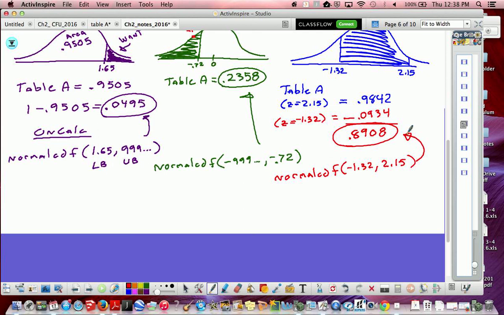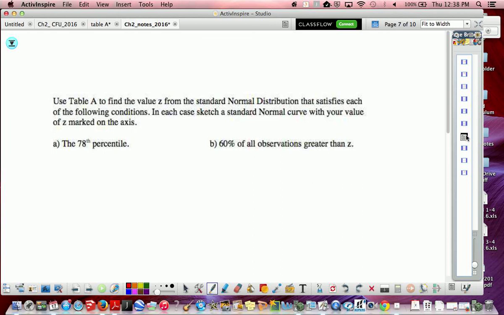Alright, so now the last thing that I want to talk about. If you flip to the last page of your notes today, we just have one more example. And these examples have us do the reverse. We're working backwards. Instead of finding the area under the normal curve, we're going to be given the area, and we want to find the corresponding z-score.